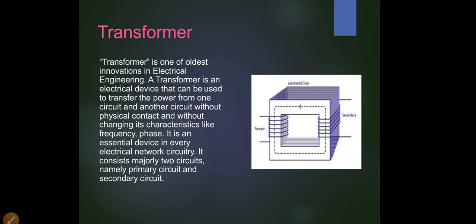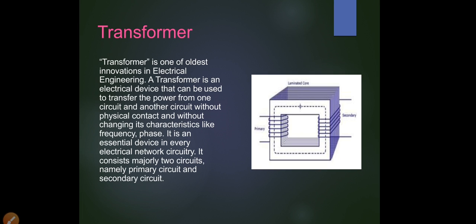Not only frequency, the phase is also very important. It should not be changed; any phase characteristic should also be preserved. It is an essential device in every electrical network circuitry. It consists mainly of two circuits, namely the primary and the secondary. Here we have a primary coil and a secondary coil.